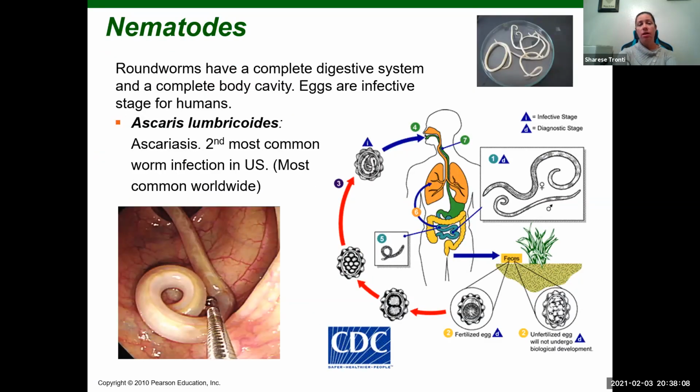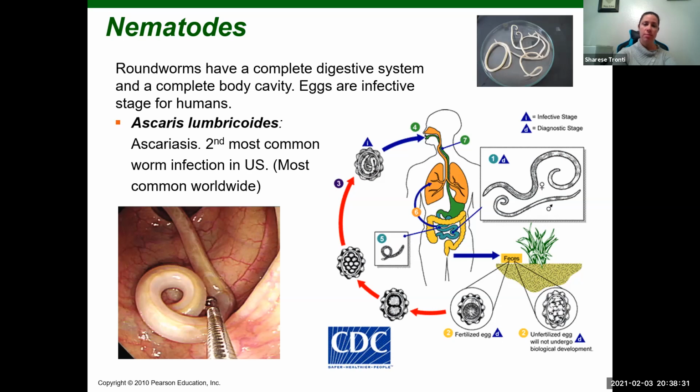Nematodes, on the other hand, are roundworms. So roundworms are a little bit different. They look round, of course. They also have a complete digestive system and a complete body cavity. The eggs are the infective stage for humans. So the humans are going to be ingesting the eggs.